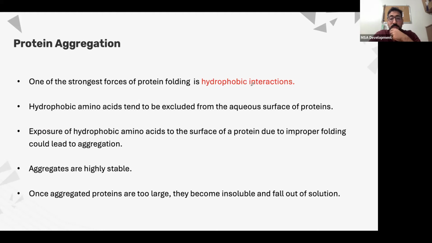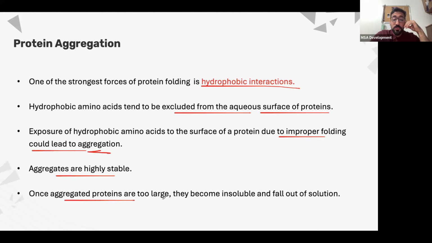Now, protein aggregation. I discussed the hydrophobic interactions, which are inside. When the protein denatures, or starts to misfold, yani starts the misfolding process, it will lead to these hydrophobic interactions being exposed to the outer environment. Exposing these to the outer environment will lead to their precipitation, because they are insoluble, precipitation in the solution and aggregation, and they will be deposited in different cells, leading to diseases that will be discussed in a bit. So hydrophobic amino acids tend to be excluded from the aqueous surface of proteins. Exposure of hydrophobic residues due to improper folding could lead to aggregation, and aggregates are highly stable. Once aggregated proteins are too large, they become insoluble and fall out of the solution, meaning that they will precipitate.